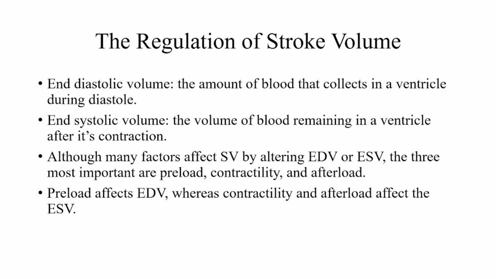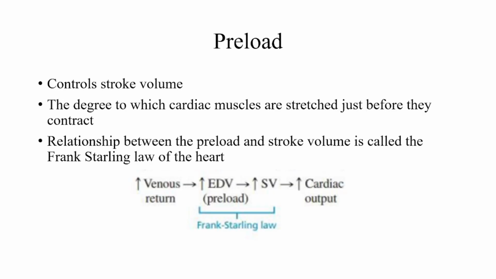Although many factors affect stroke volume by altering EDV or ESV, the three most important are preload, contractility, and afterload. Preload affects EDV, whereas contractility and afterload affect the ESV. So we're going to go ahead and talk about preload first. Preload is what actually controls the stroke volume, and it's the degree to which cardiac muscles are stretched just before they contract.